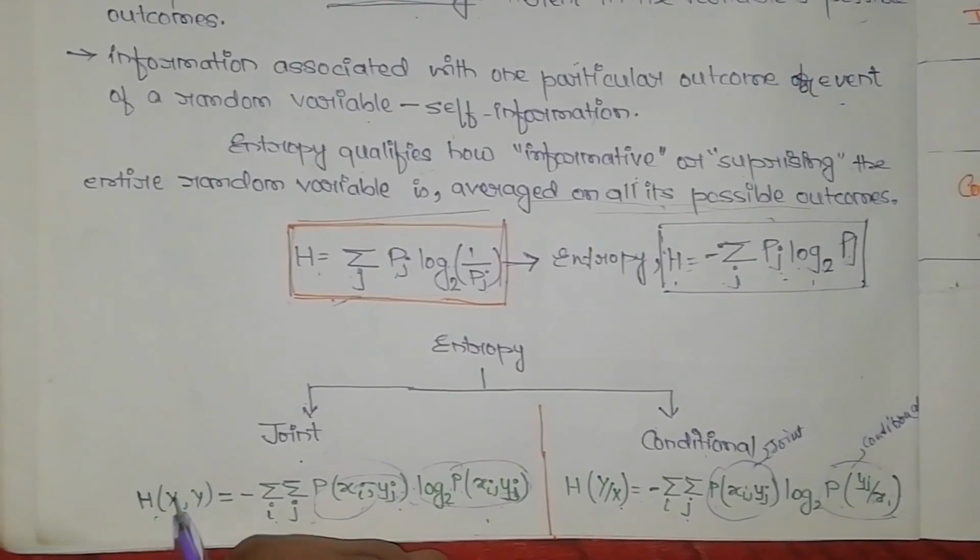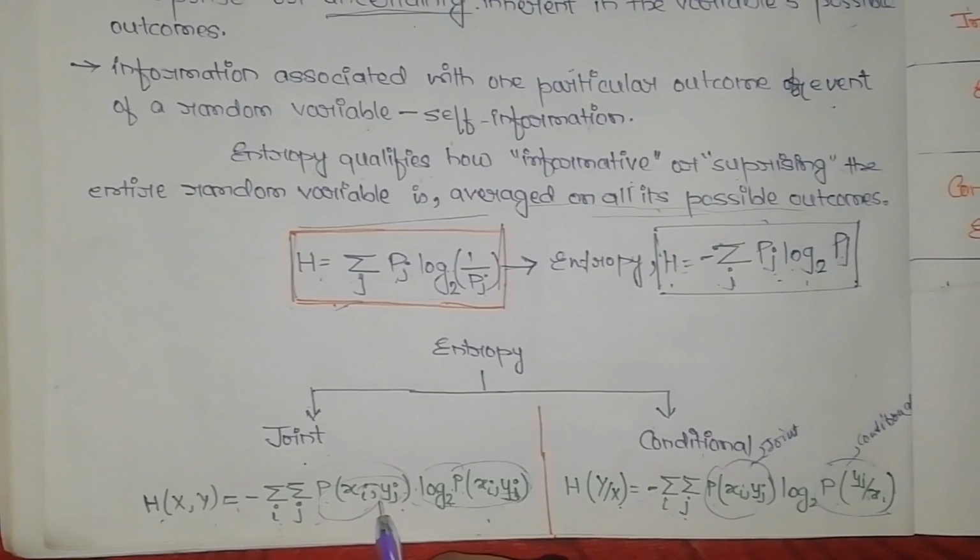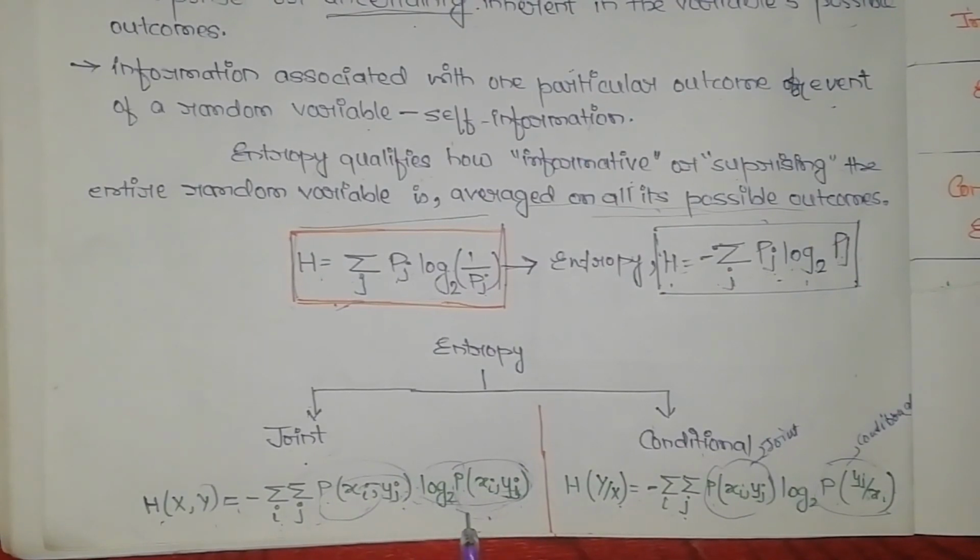H of x comma y. But conditional entropy, just like the conditional probability format. Joint entropy has the formula H of x comma y is equal to minus summation over i, summation over j, p of xi comma yj into log of p of xi comma yj. As it is joint entropy, the probability portion in the logarithmic part is also in the format of joint probability.